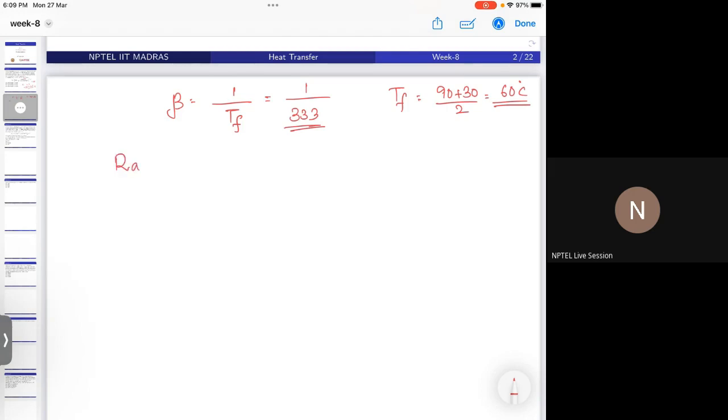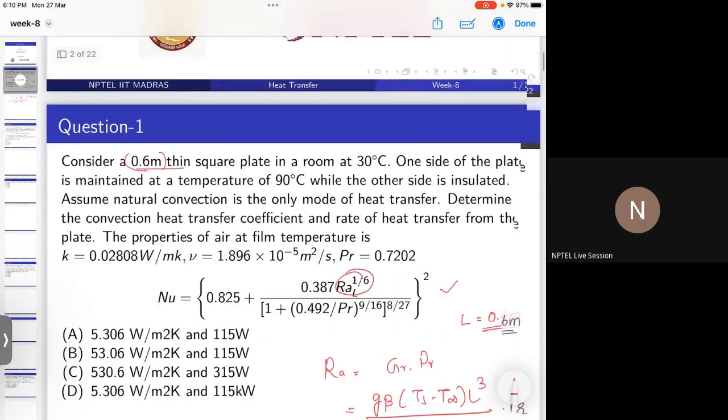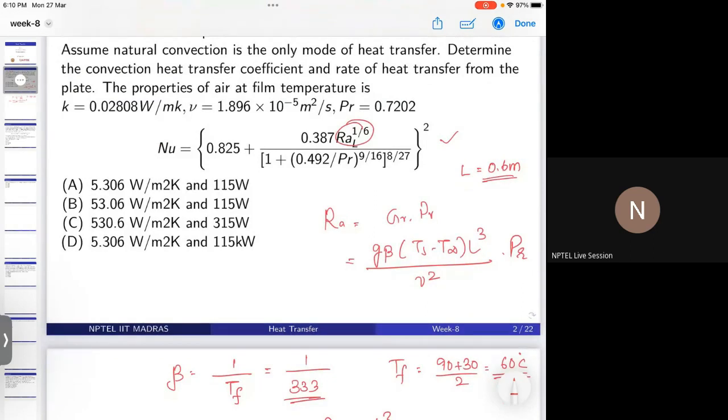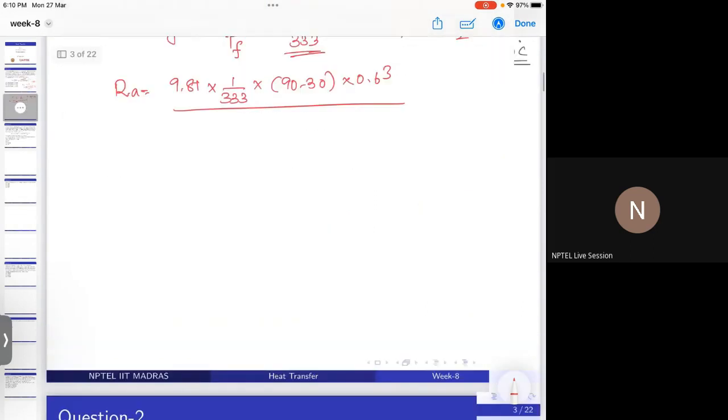If you substitute this, the Rayleigh number becomes 9.81 into 1 by 333, into (90 minus 30), into 0.6 cubed, divided by the viscosity squared, which is given as 1.896 into 10 raised to minus 5, the whole squared, into the Prandtl number, which is 0.7202. So this is the Rayleigh number value.